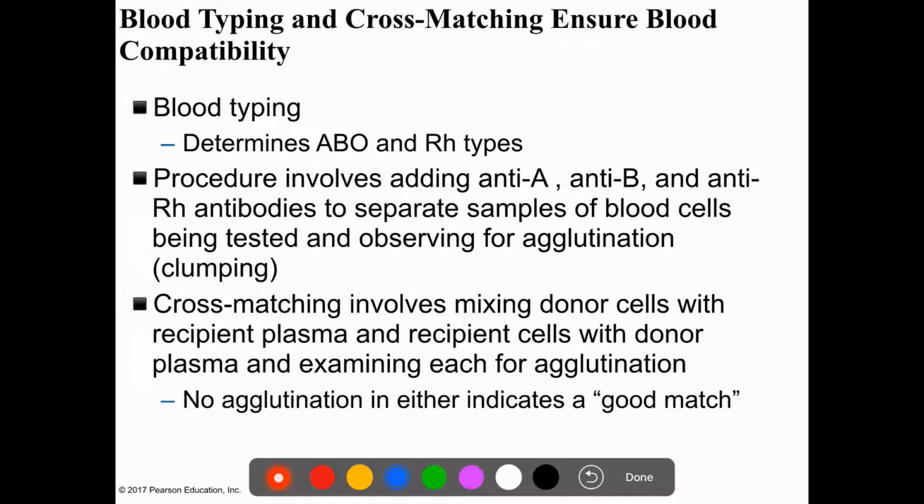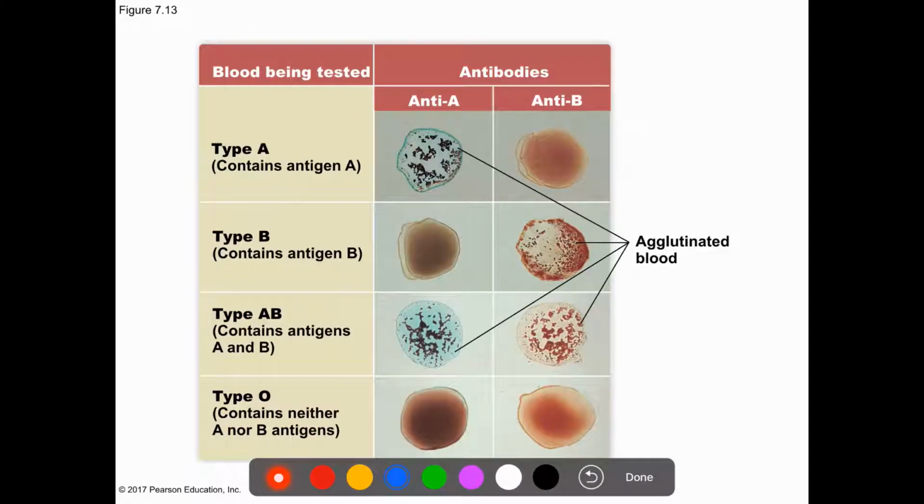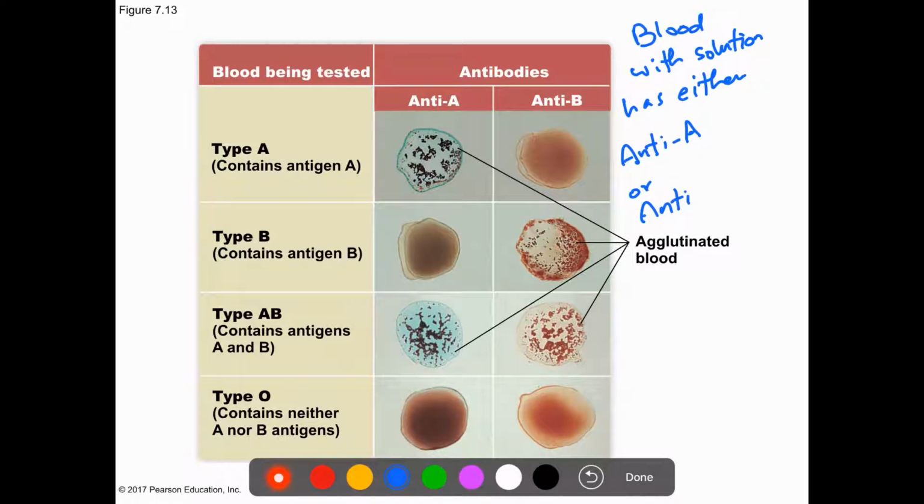Now, in order to make sure that we have a correct blood typing, we need to do a cross matching, and this is something we are going to do in the lab. In order to do this, we would mix the blood with a solution that has either anti-A or anti-B antibodies, and look for the clotting.